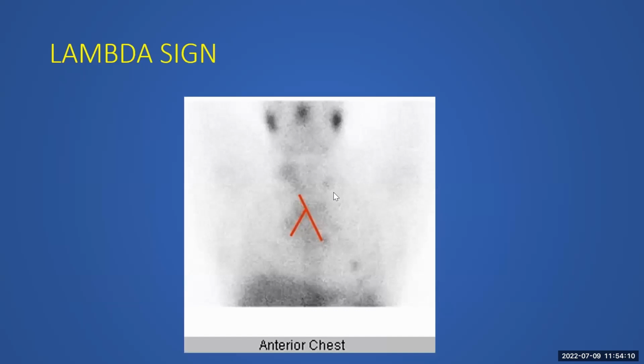Also in gallium scans, they've mentioned the lambda sign, not a very specific sign, but here they're talking about your hilar lymph nodes along with the right paratracheal. You've got one hilar there, another hilar there, which is enlarged and shows some tracer pickup. Along with that, the right paratracheal gives you the Greek letter lambda. If you can imagine that. So here again, you can see definite involvement of the salivary glands, and that's the nasopharyngeal tissue.